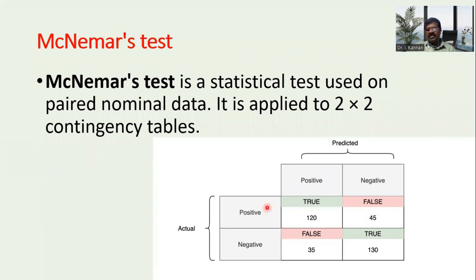Here, for example, positive means positive in both. The rows are the gold standard and the columns are the new diagnostic test. So positive means it is positive both for the gold standard as well as the new diagnostic test. Positive, negative means it is positive in the gold standard but negative in the new diagnostic test. So like this, you will have a 2 by 2 table, and you have to prove that the difference is significant only by the McNemar test, not by the chi-square.